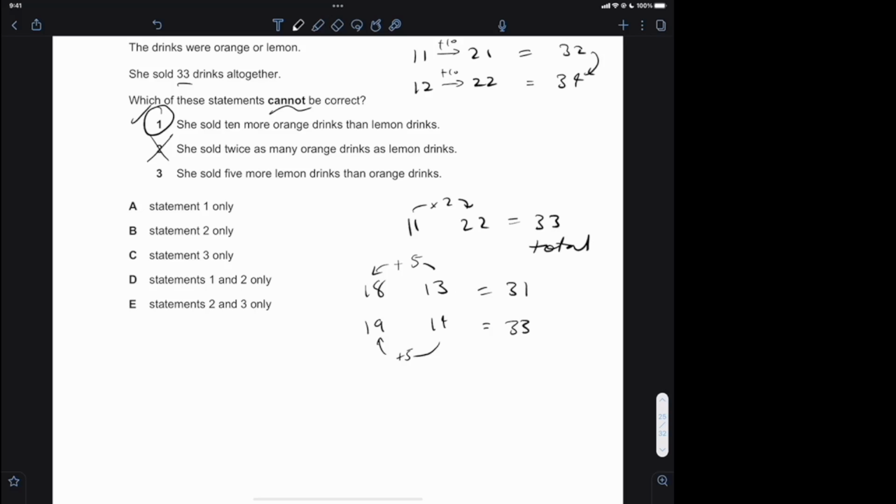And that adds up to 33. Okay, so we do get 33 drinks if we distribute it like this. So again, this one's off the table. So the answer is statement 1 only. That's the only one that cannot be correct. The others, we found possibles. We found possibilities that satisfy the other two.